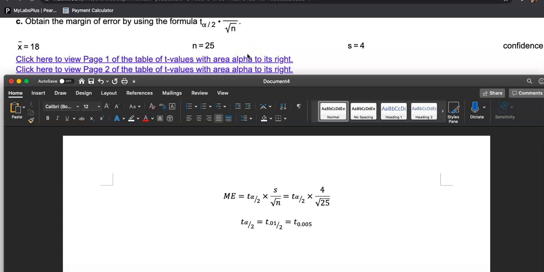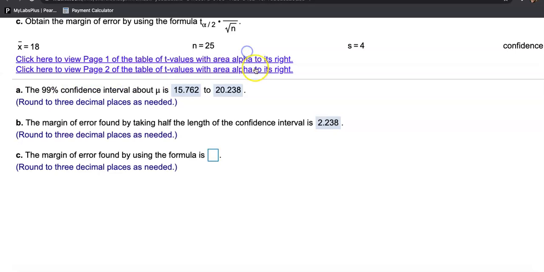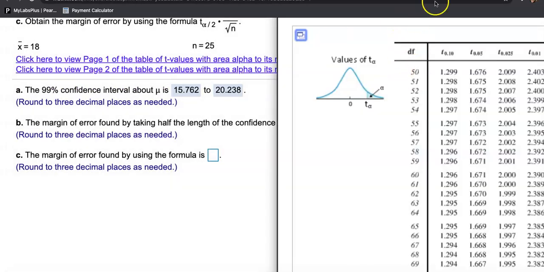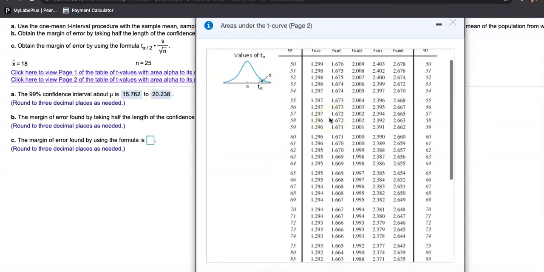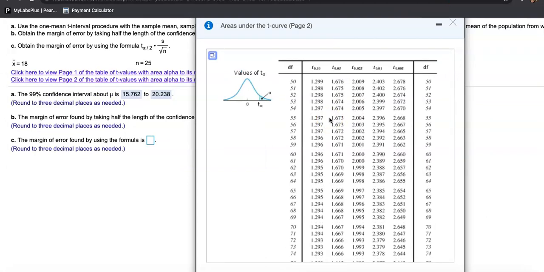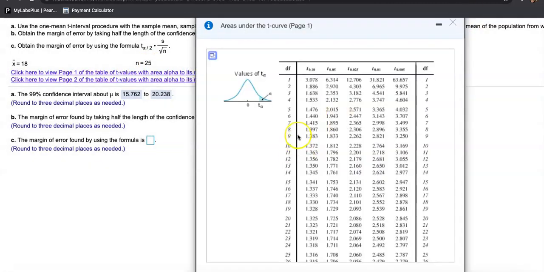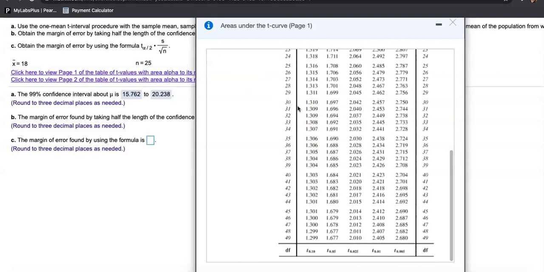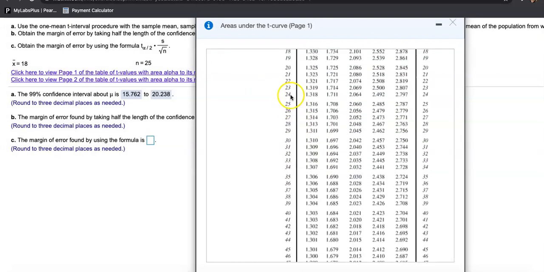So 0.005 to the right or to the left, it doesn't matter. I'm going to find the value that has 0.005. By the way, what's the degrees of freedom? When n is 25, degrees of freedom is 1 less than 25. So I need 24 degrees of freedom. Not on that second part, but I need it over here. So 24 is listed right here.